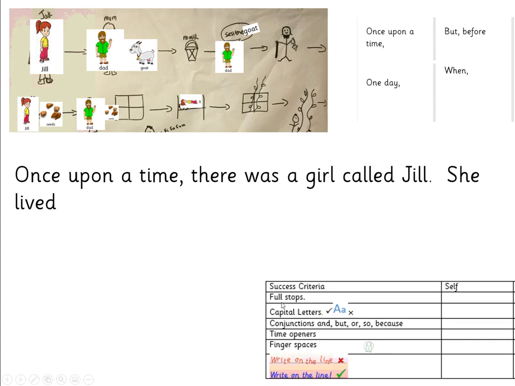And here are the things you want to be including. You want to be including full stops, which I've done there. You want to be including capital letters, which I've done there, there and there. Conjunctions: and, or, so, or but. If you remember, I was able to do those when I had her living with her dad and her pet goat. Time openers, well that's once upon a time, there.